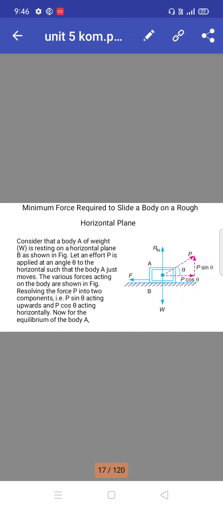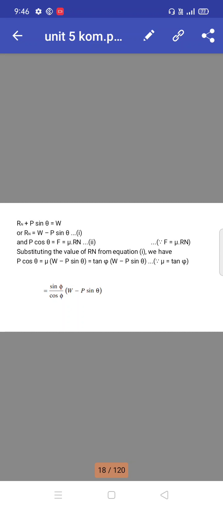Now for the equilibrium of the body A, Rn plus P sin theta is equal to W. So Rn is equal to W minus P sin theta. P cos theta is equal to F, which is equal to mu into Rn. Substituting the value of Rn from equation 1, we have P cos theta is equal to mu into W minus P sin theta. Here mu is equal to tan phi, so we can write it as sin phi divided by cos phi into W minus P sin theta.